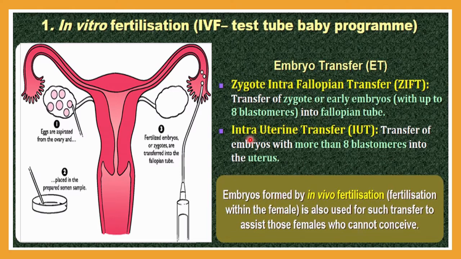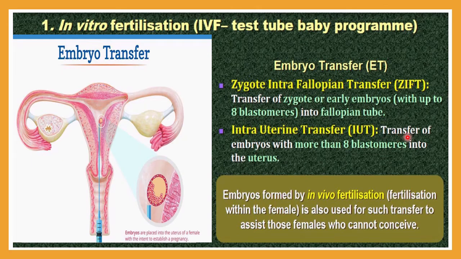Next one is intrauterine transfer, in which you can see transfer of an embryo with more than 8 blastomeres. So what you are transferring matters here. If it is up to 8 blastomeres, then it is considered ZIFT, and transfer must be in the fallopian tube. If more than 8 blastomeres are there, then you have to transfer these into the uterus, and that is called intrauterine transfer, IUT. The whole process is done in the laboratory, the embryo is allowed to grow under certain conditions up to more than 8 blastomeres, and finally it is transported into the uterus of the female.